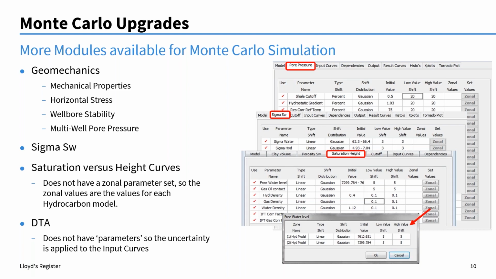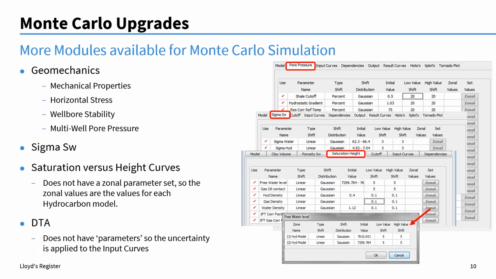Sigma saturation, that's now been brought in. And also saturation versus height curves. Now that doesn't have a zonal parameter set, but you do have parameters for each hydrocarbon model. So you can pick up the parameters for each hydrocarbon model, and then you can put uncertainty on things like the free water level, the fluid densities, the IFT correction. So that's really quite powerful. If you put cutoff and summation into the workflow as well, you can then look at, say, how your hydrocarbon pore feet changes with the uncertainty in the free water level, for example.